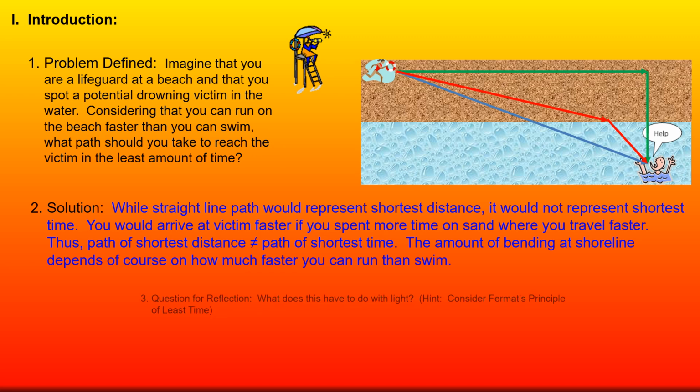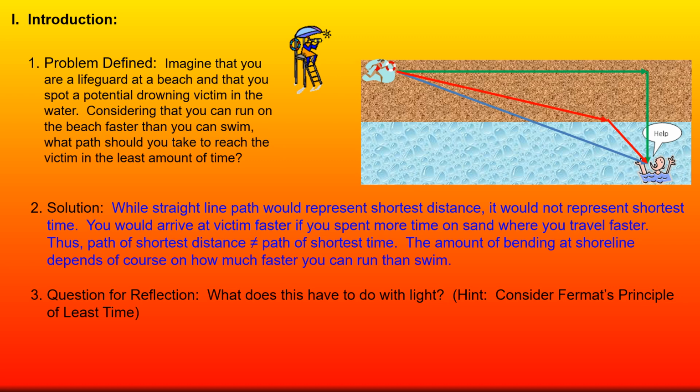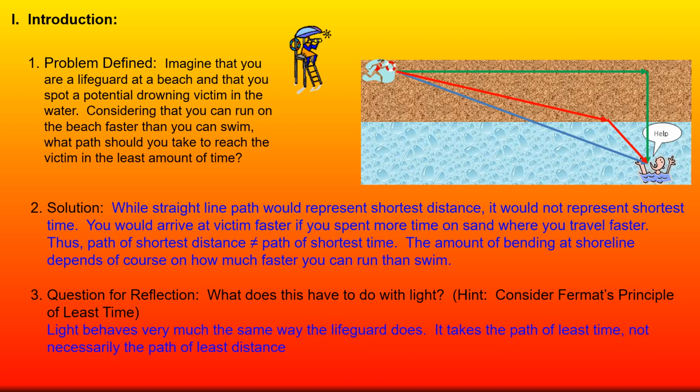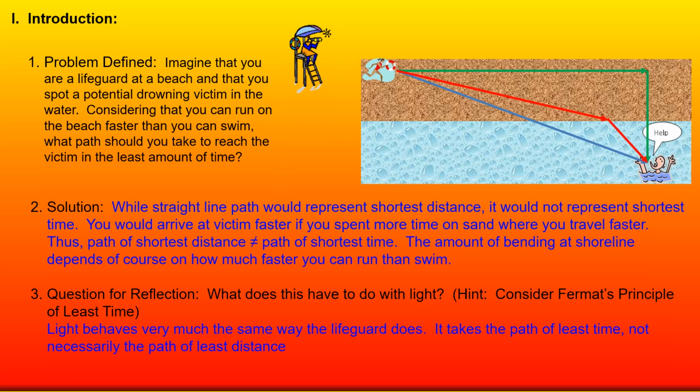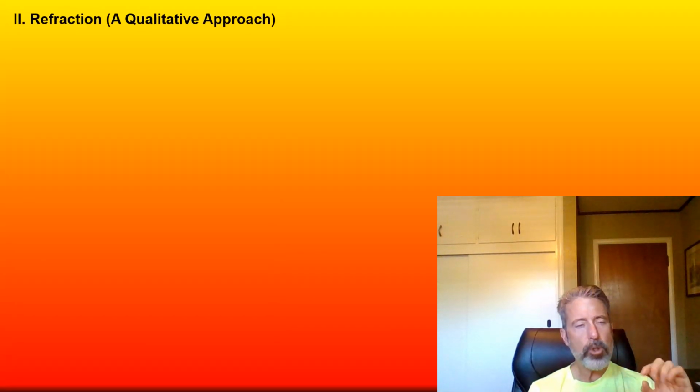Now, if you're asking yourself what does this have to do with light? Well, consider what we know about Fermat's principle of least time. Light behaves very much in the same way as a lifeguard does. Light will take the path of least time, not necessarily the path of least distance. So we'll begin our discussion of refraction today from a qualitative point of view, and then as our discussion progresses, we'll become a little more quantitative in our description of refraction.